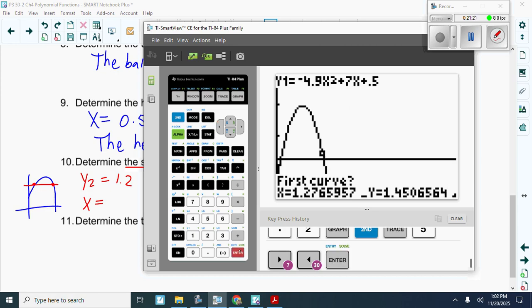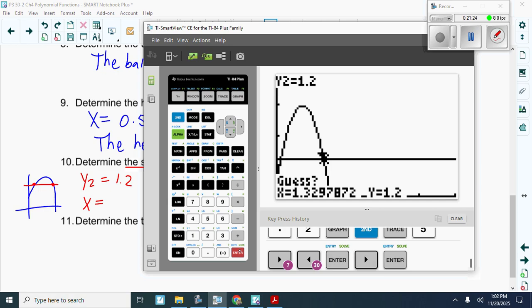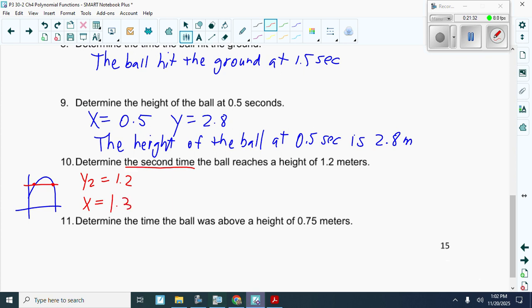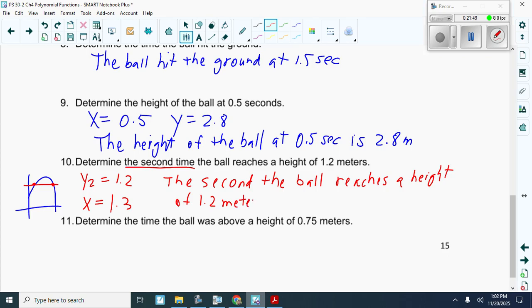Okay, so to the left, there's the second curve and my guess. Okay, so I get 1.32. So let's say 1.3. Okay, so the second time the ball reaches a height of 1.2 meters is at 1.3 seconds. Okay, and determine the time the ball was above a height of 0.75.